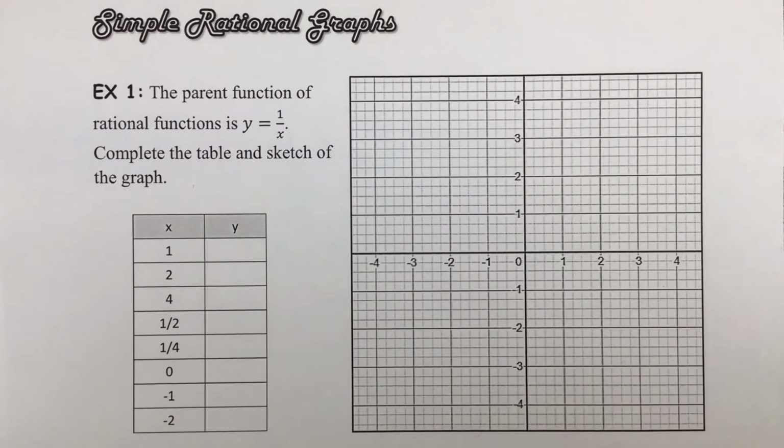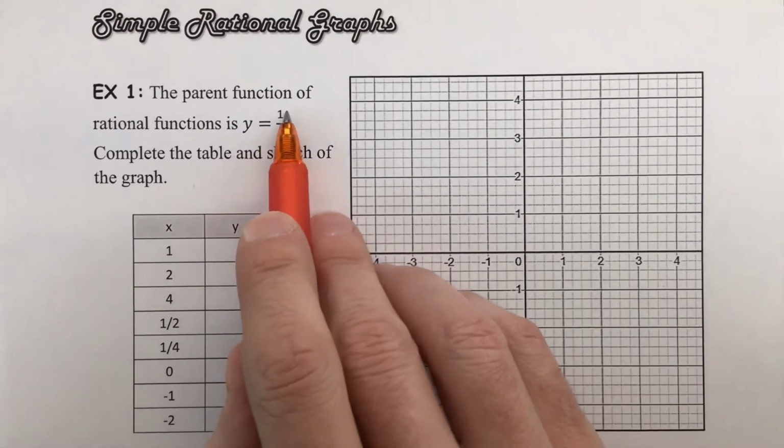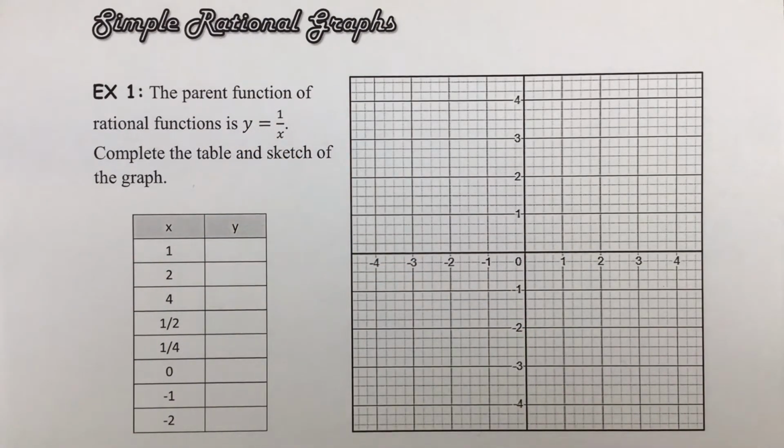Simple rational graphs. Yes, that does mean that there are difficult rational graphs. My approach for this video is going to be looking at the parent function, which is y equals 1 over x, the most basic type of rational equation that you can build, just simply an x in the denominator underneath a 1. We're going to look at that graph, and as we go through the video, we're going to make transformations with that graph, thinking about different basic transformations that we can do to this.